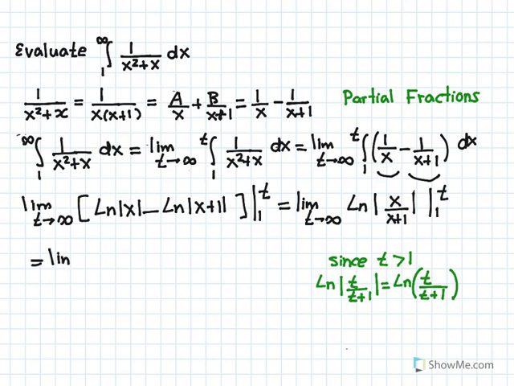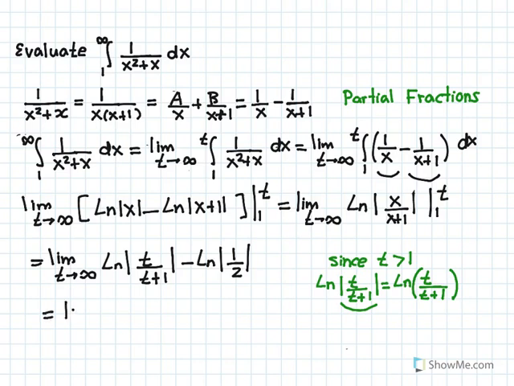That's going to give us limit t goes to infinity, log of t over t plus 1, applying the fundamental theorem of calculus, putting the upper limit in, minus log of 1 over 2. Now, we know that t is bigger than 1, which means that we don't need the absolute value. We can just write this as log of t over t plus 1. All right, so let's do that. We have limit t goes to infinity, log of t over t plus 1, minus log of 1 half.